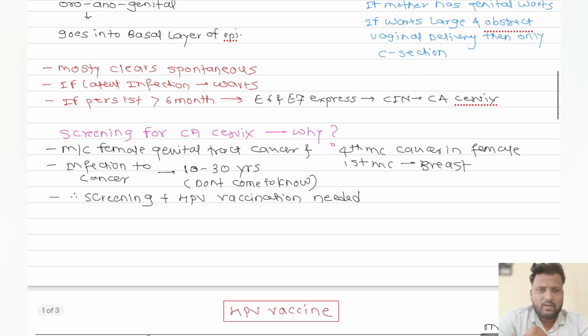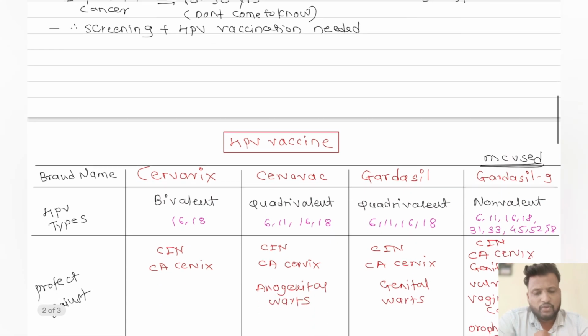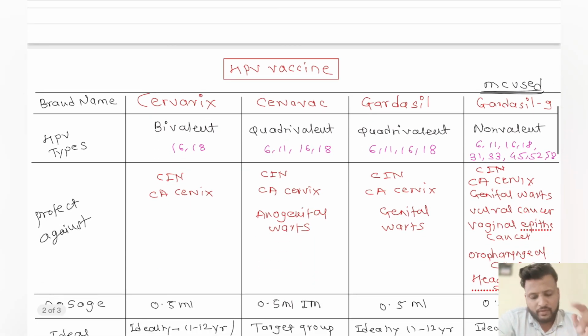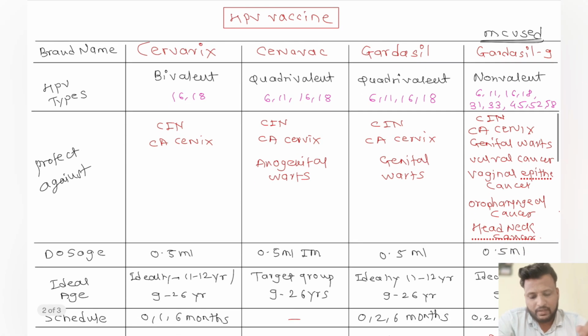Okay, now how is the vaccination process going, or which are the vaccines? So there are 3 types of vaccines made for the HPV, that is the bivalent, quadrivalent and novalent. In bivalent, we have one vaccine, that is Cervarix. In the quadrivalent, we have Cervavac and Gardasil, and in novalent we have Gardasil 9. Now the bivalent covers 2.